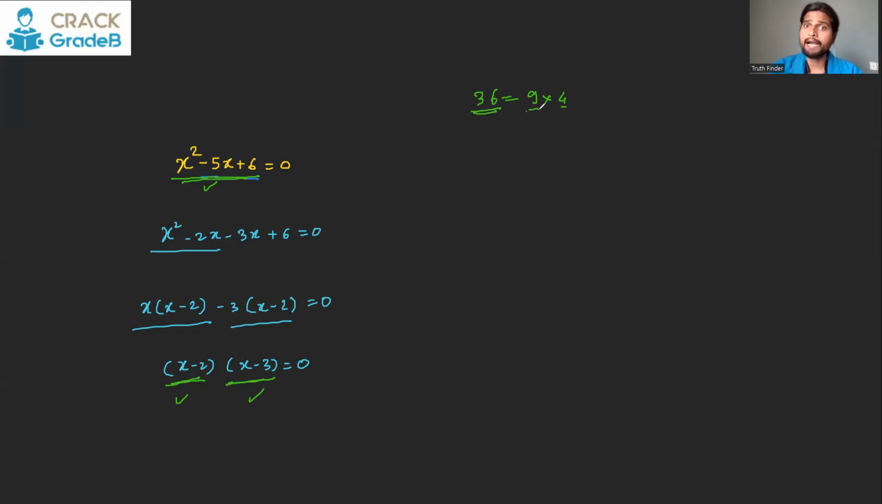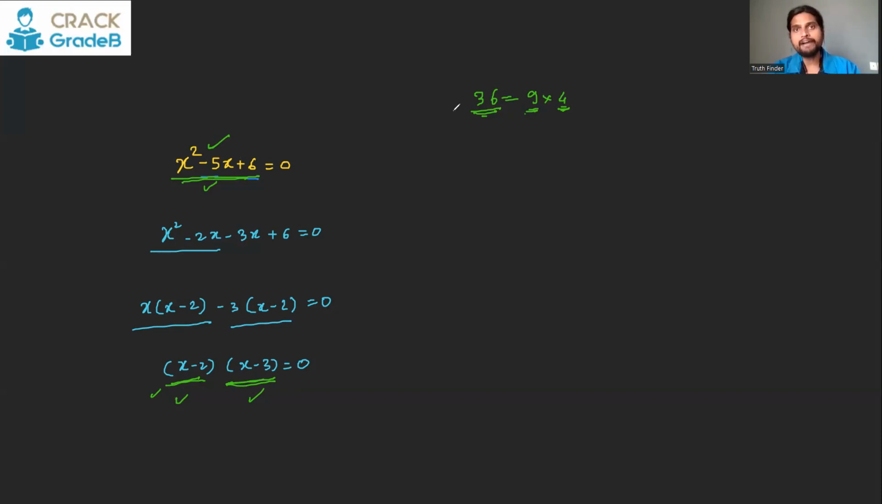If you divide 36 by 9, we get 4. That means if you divide this expression by one of the factors, another factor can be calculated. So if you divide 36 by 9 you get 4, that means if you divide this expression by one of these, you get the other factor. Okay, so we use that in certain questions.